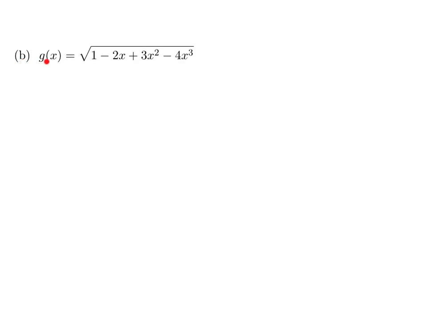In part B, we're going to take the derivative of g of x, which is a composition of two functions. This means we're going to use the chain rule when differentiating the composition. The composition we have is the square root as the outside function, and the thing composed inside of it is this polynomial, 1 minus 2x plus 3x squared minus 4x cubed.